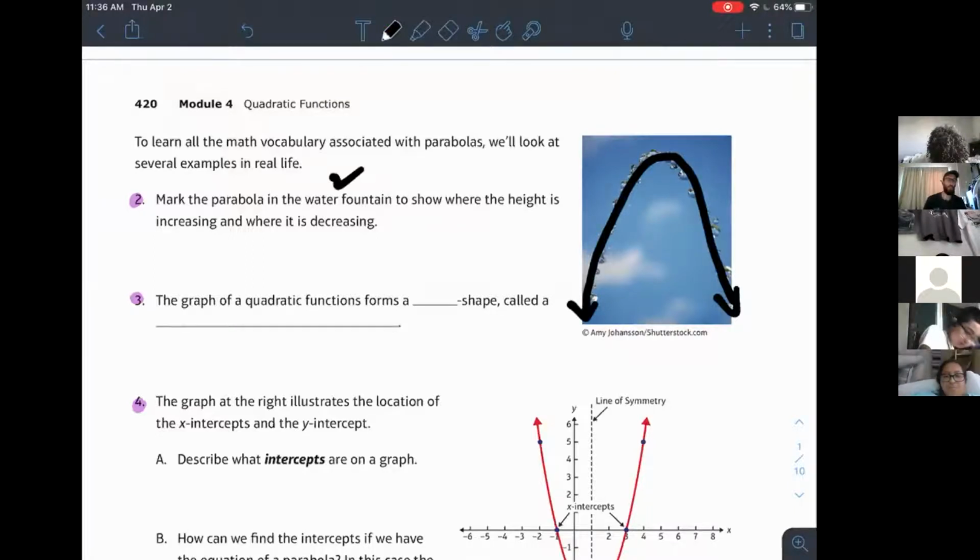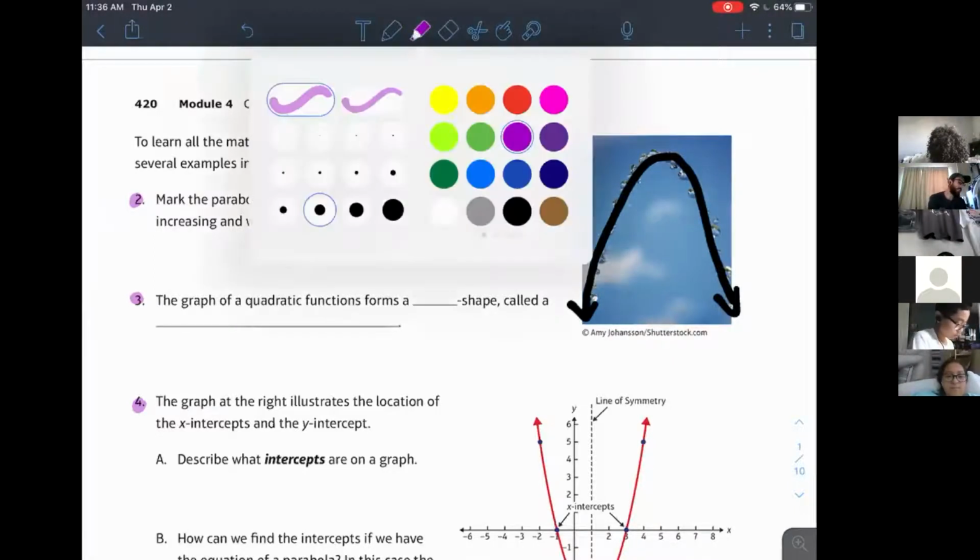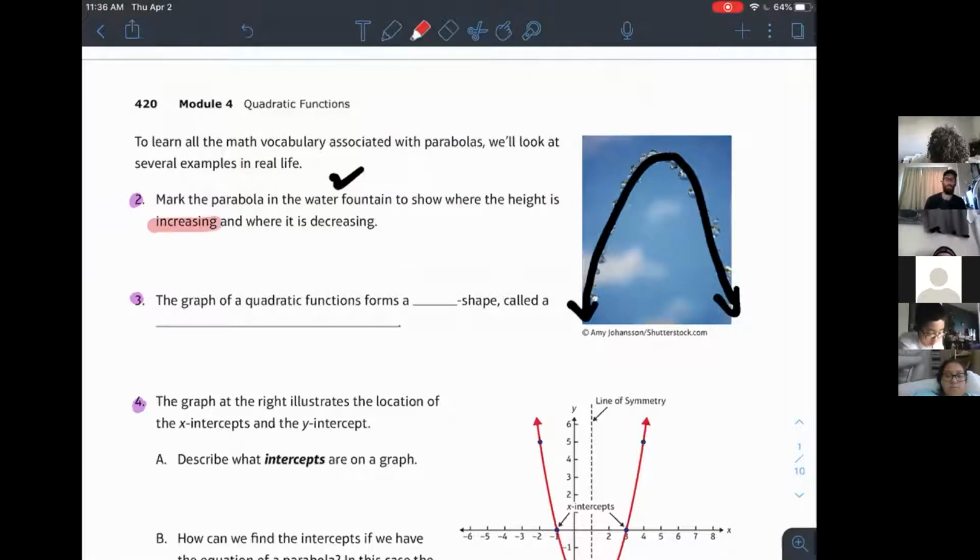So we mark the parabola. Now let's show where it's increasing or decreasing. I'm going to use red to show where it's increasing. And increasing means it's going up. And we can describe a parabola much how we read, so from left to right. So this parabola is increasing, going up right here.